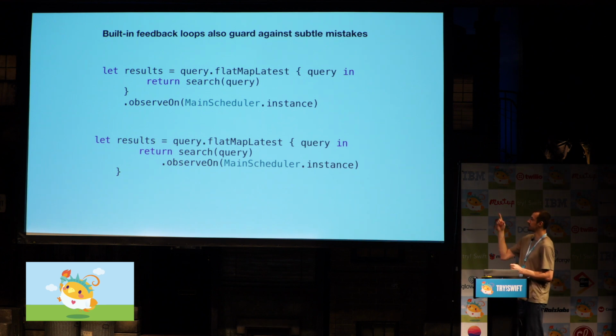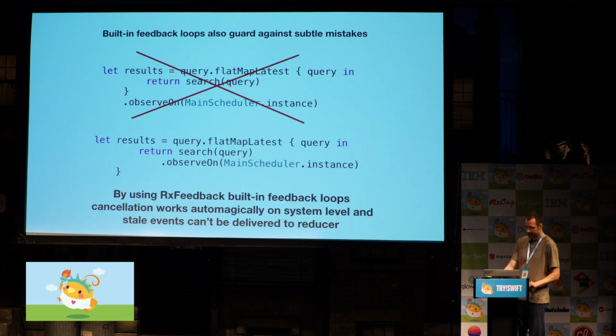So the first one is actually what I've seen people use most, but it's wrong. Because after the cancellation logic, you have an event that could be enqueued on the main dispatch queue, and you could actually receive that stale event. The correct one is the second one, because even though this is enqueued, the cancellation logic will properly cancel the event if the query changed, so you won't get any stale events.